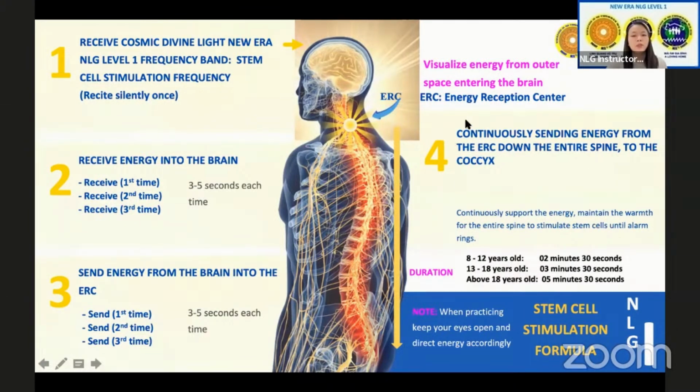Okay. And by the time you get to this step 4, there is no need to repeat it several times. Remember that you only recite it once. And then what you will do next is you will direct that energy. You will keep sending it from the ERC down the entire spine to the coccyx. Okay, so that's the thing that you do.